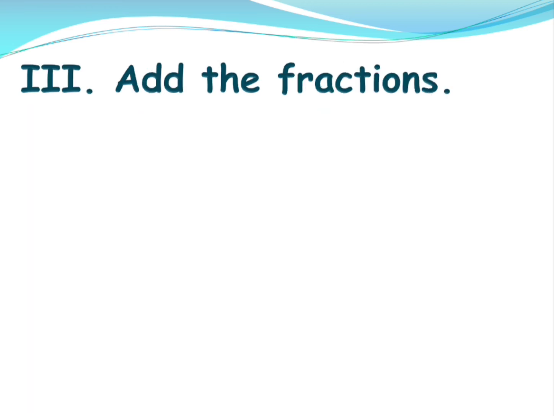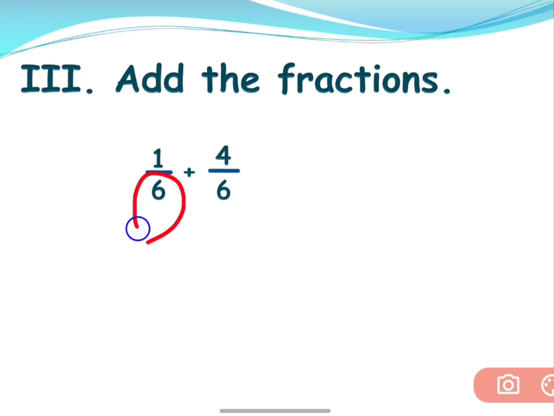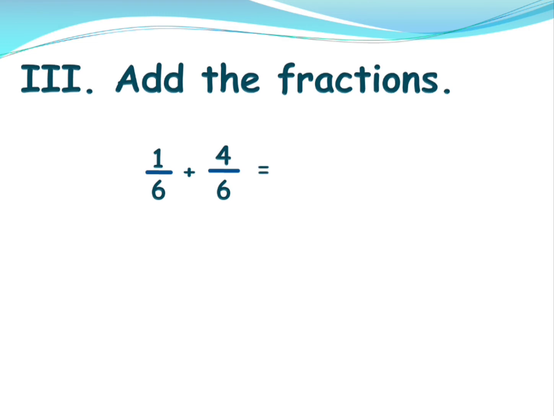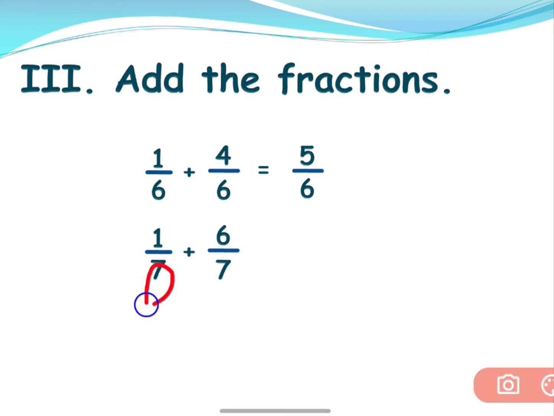Now let's see adding the fractions. You can add the fractions which are like fractions, that is, the denominators should be the same. So 1 by 6 plus 4 by 6, here the denominators are same. So you can simply add the numerators and write the denominator 6 only once. You need to write 1 plus 4. 1 plus 4 becomes 5, so the answer is 5 by 6. You will write the denominator 6 and 5. Okay, 5 by 6.